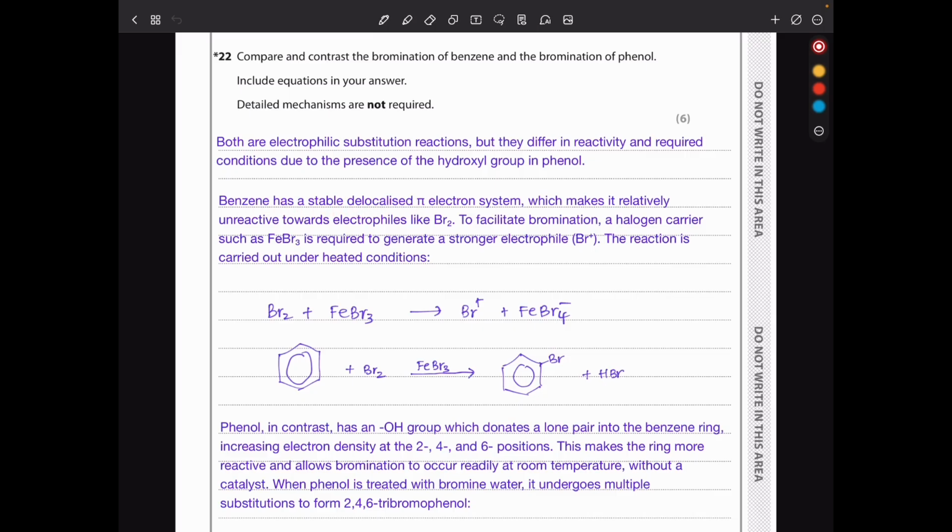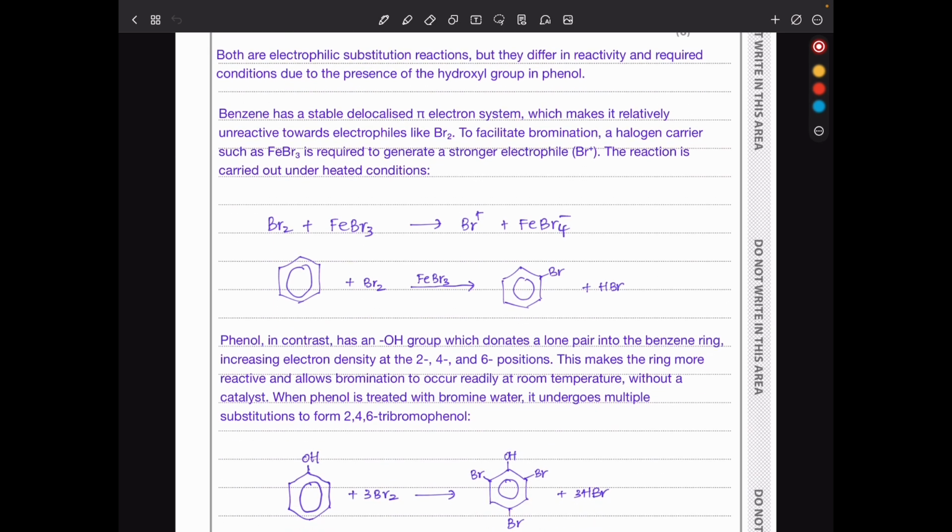Benzene has a stable delocalized pi electron system, which makes it relatively unreactive towards electrophiles like bromine. To facilitate bromination, a halogen carrier such as aluminium bromide is required to generate a stronger electrophile, which is Br+. The reaction is carried out under heated conditions. So we see bromine reacting with a halogen carrier, producing the electrophile, and then the other product, and this electrophile will attack the ring. So the reaction is benzene with Br+, using the electrophile, under heated conditions to give us that, and HBr.